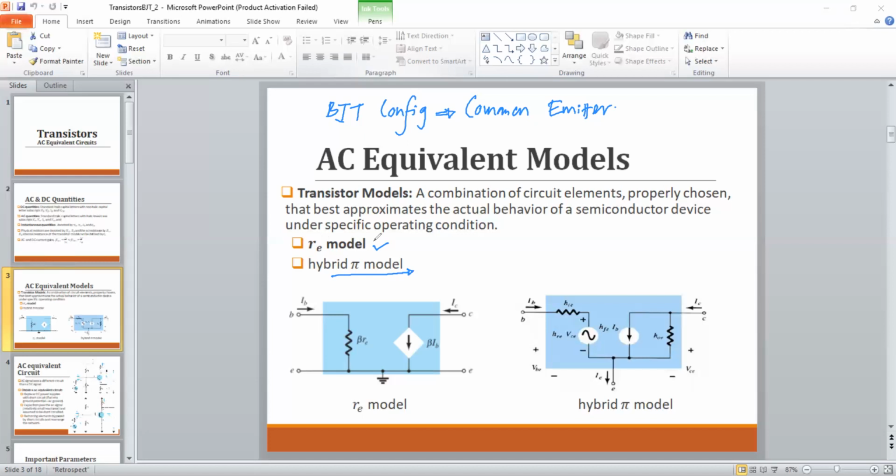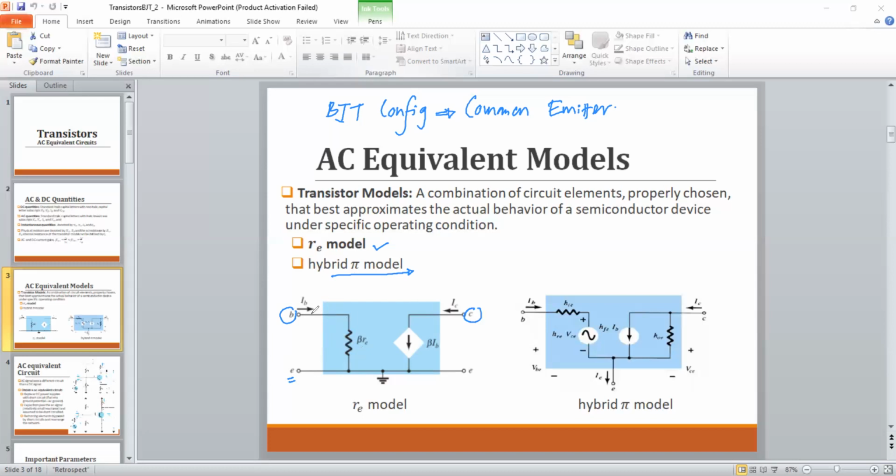What I want is that first we choose a very simple model and see how we can analyze the circuit in the AC domain. Then the more complex model can be substituted and the calculation done accordingly. So here we stick to the re model. This is the re model, so we can replace the transistor like this. This is your emitter, this is your base, and this is your collector.